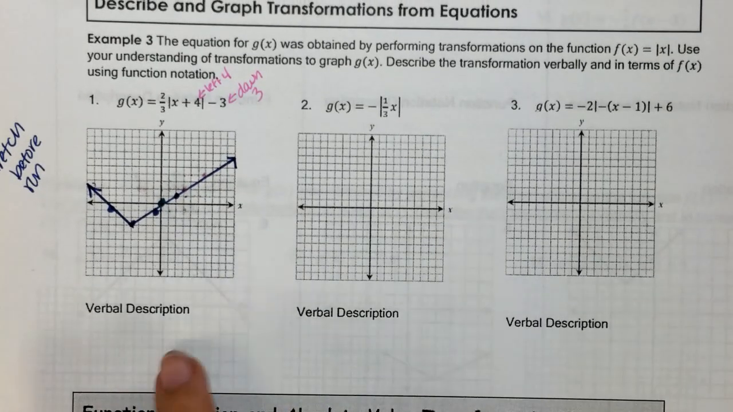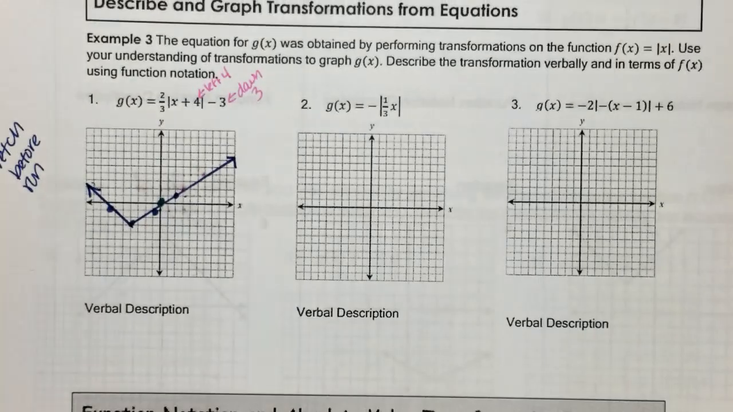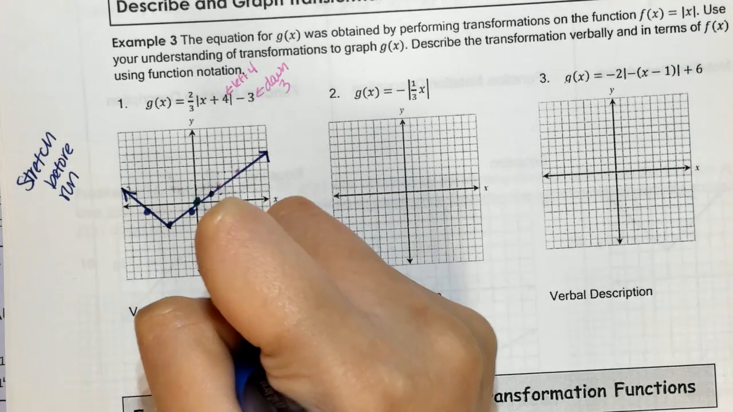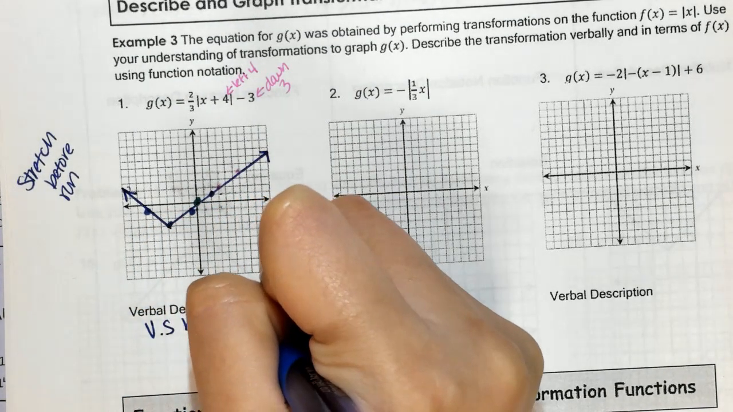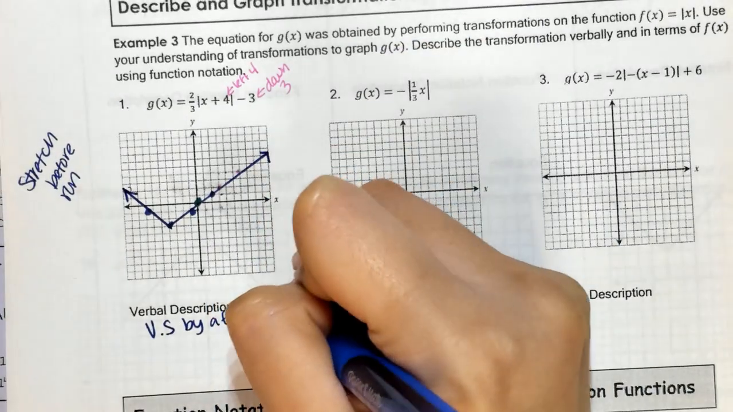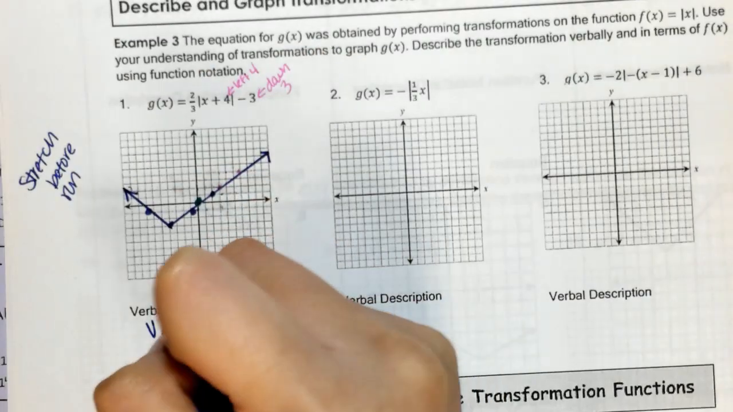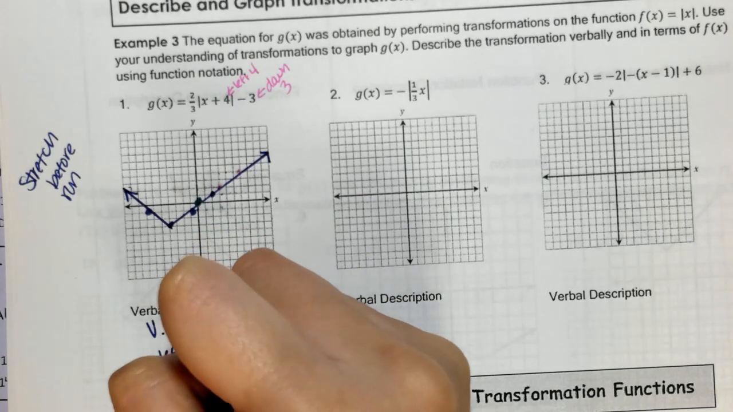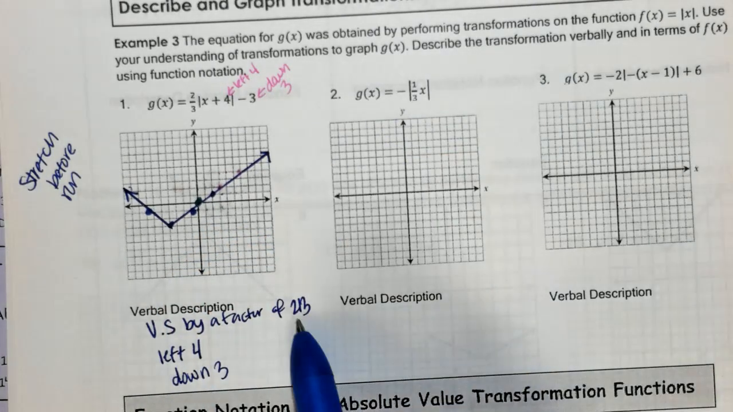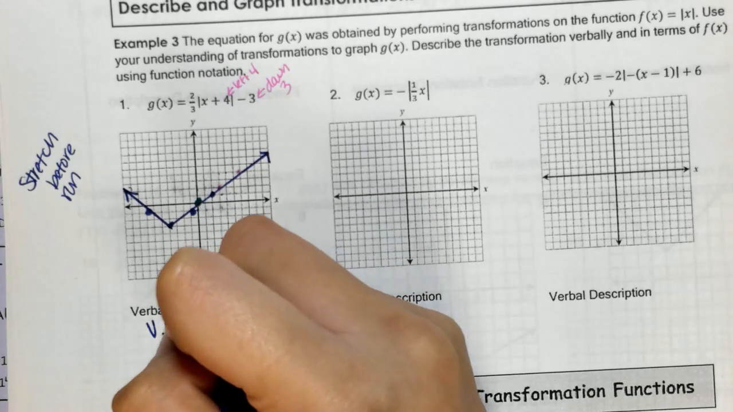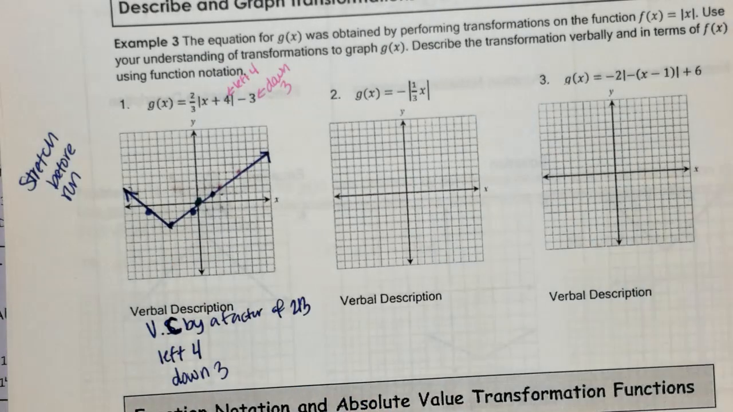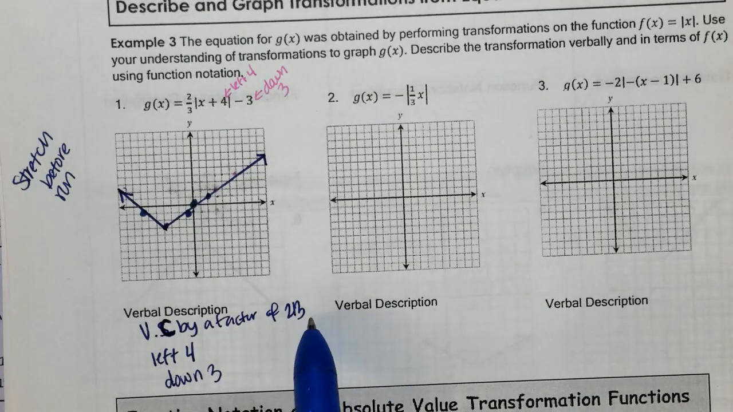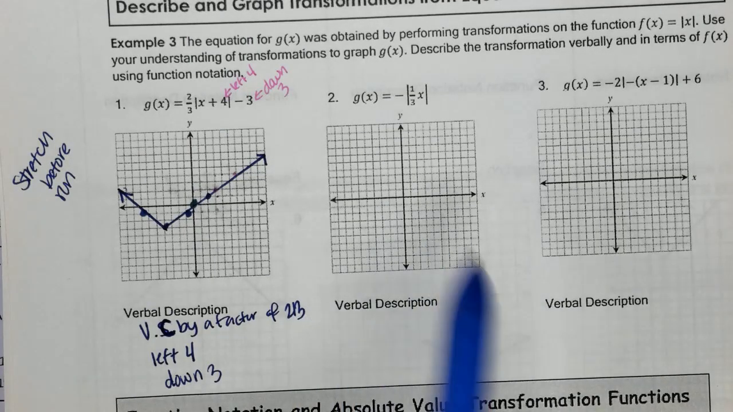So we're going to put our verbal description, which we kind of already said. We have a vertical stretch by a factor of 2/3. We go left 4 and down 3. And also, since this is 2/3, it's not a vertical stretch, it's a vertical compression, since it is between 0 and 1. So now we're going to go here.